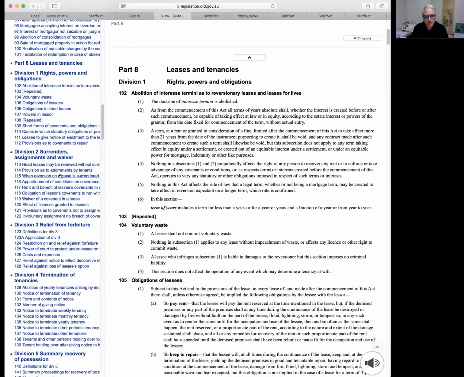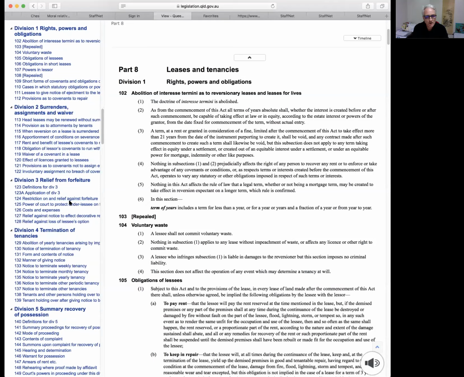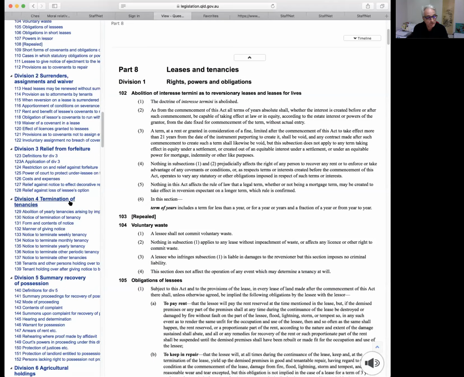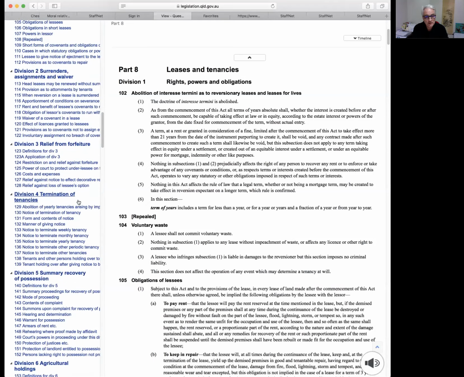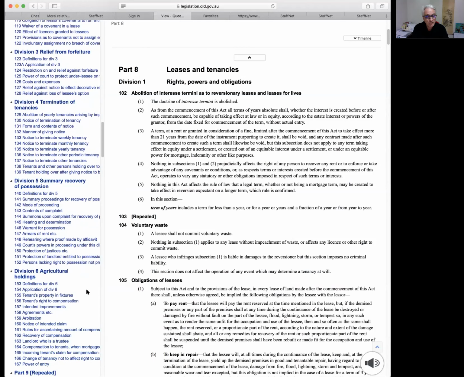So the first division deals with rights, powers and obligations. Division 2, surrenders, assignments and waiver. Division 3, relief from forfeiture. Come to that when we look at remedies. Division 4, termination of tenancies. Division 5, recovery, summary recovery of possession. So this is something that is very often a remedy or a relief that a landlord is looking for. They want to take back the possession. So that's an area that's covered by the legislation.